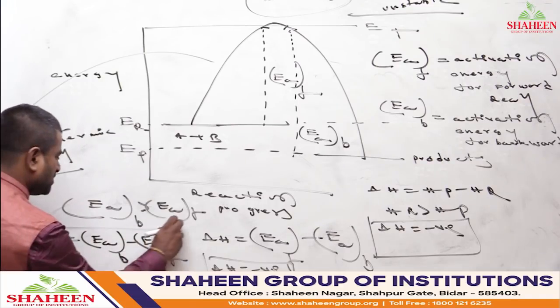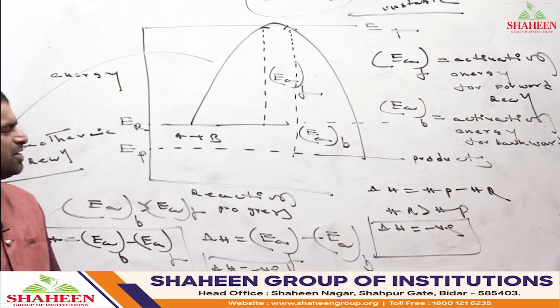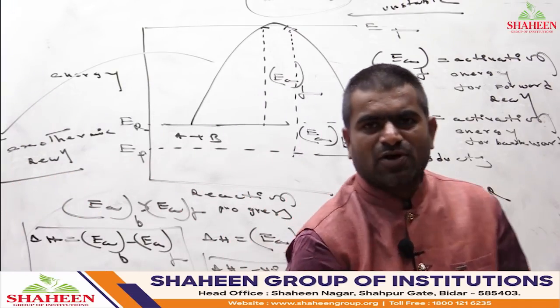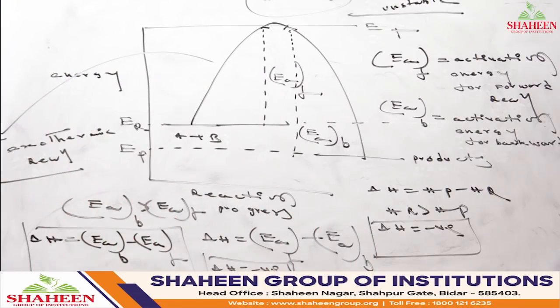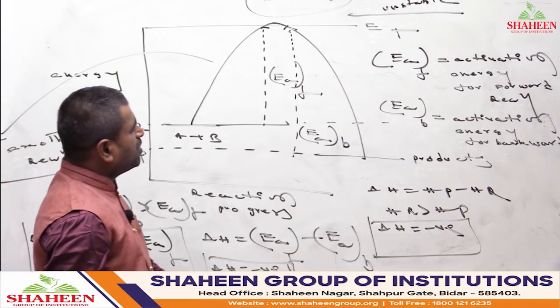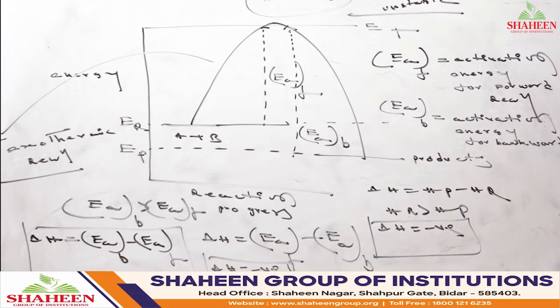You have to remember this value, it is very important. Sometimes the delta H value and the activation energy of the forward reaction are given in the question, asking what is the activation energy of the backward reaction. You have to remember this graph only for an exothermic reaction. Now I am discussing the endothermic reaction. It is the same, but the product energy is more and the reactant energy is less. We will discuss the endothermic reaction graph.